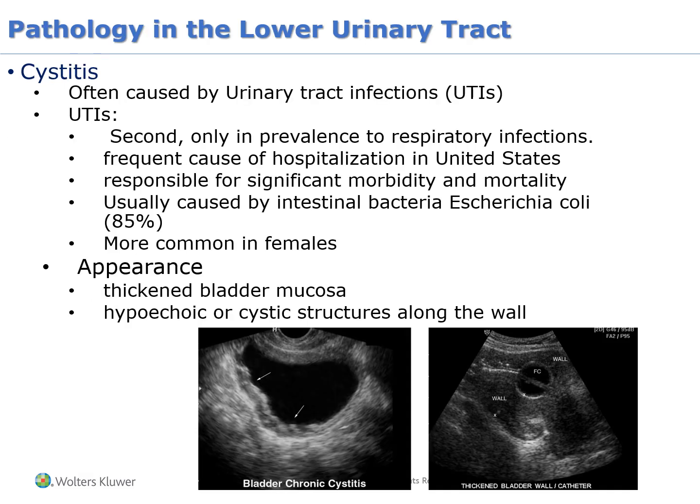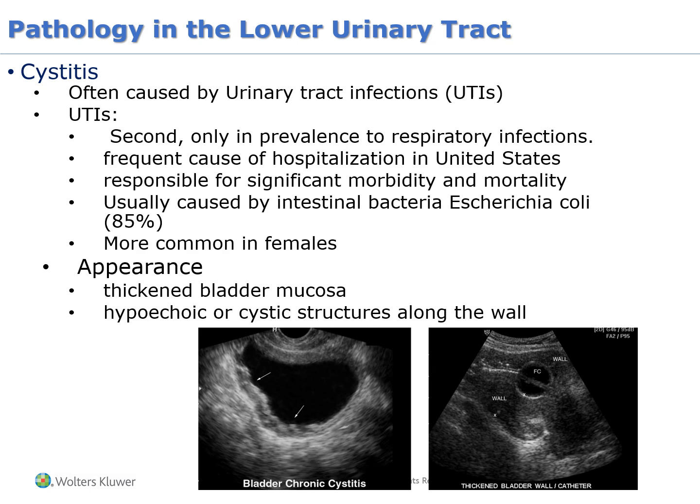So cystitis, which is just inflammation of the cystic bladder, is usually caused by urinary tract infections. And we know that females are at higher risk of urinary tract infections. So ultimately, they're probably going to be at higher risk of cystitis. Urinary tract infections are second in prevalence only to respiratory infections. So they're very, very common.